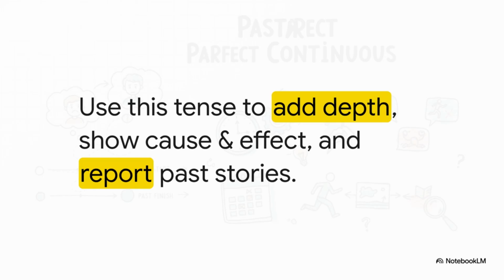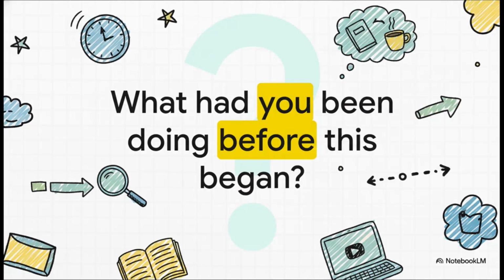So let's pull it all together. The main thing to take away from all this is that the past perfect continuous is your go-to tool for making your stories way richer. You can use it to build suspense, show cause and effect, and tell people what you heard from someone else. It's a powerhouse. Okay, let's make this real. For real, think about it for a second. What were you in the middle of doing just a few minutes ago, right before you hit play on this?